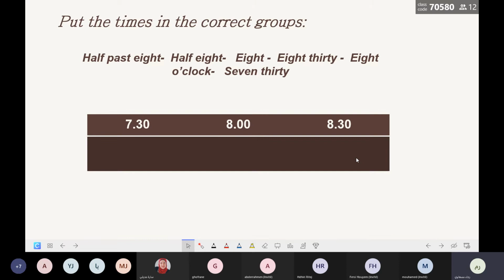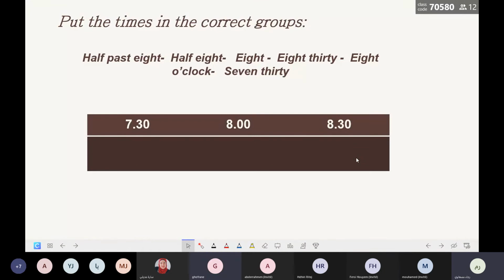How do you read that? How do you read that time? What time is it here? How do you read it? Yes, Ritesh. 8 o'clock. Excellent, 8 o'clock. Very good. And I move to the last column. How do you read that? You have 3 possibilities here. Yes, Ghufran, go ahead.